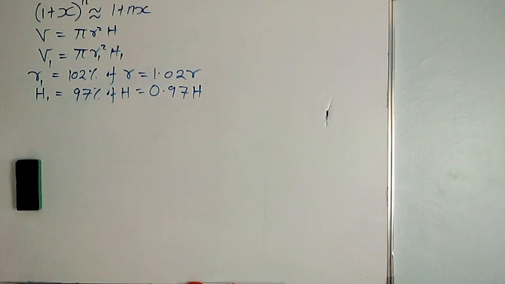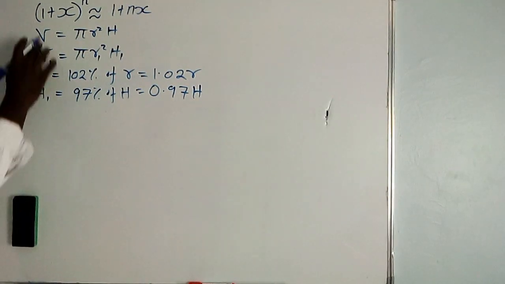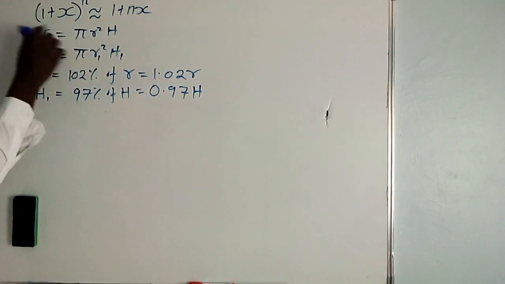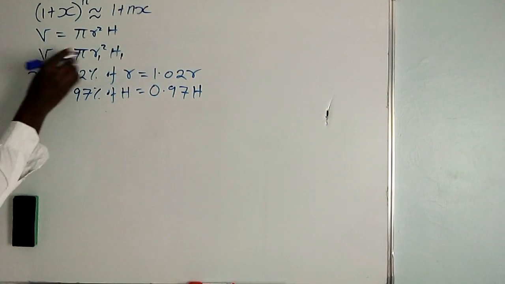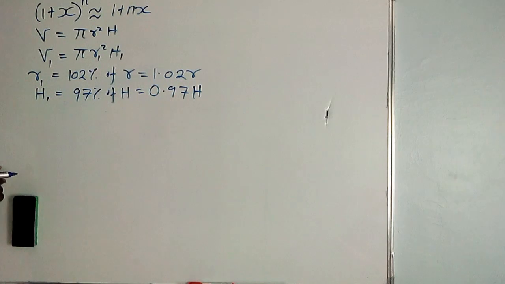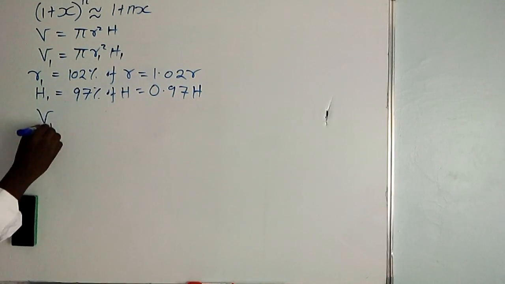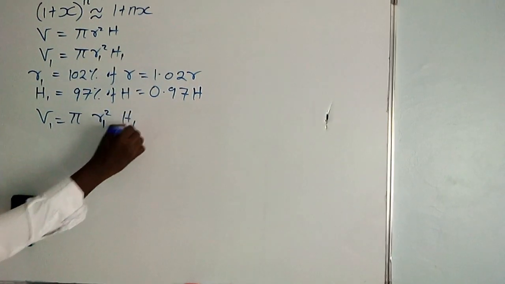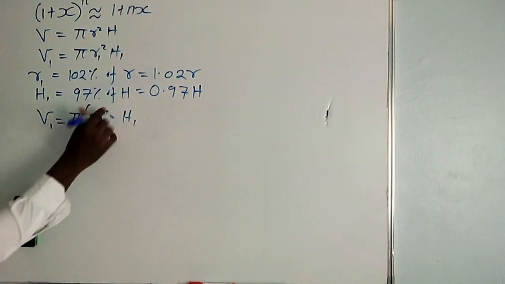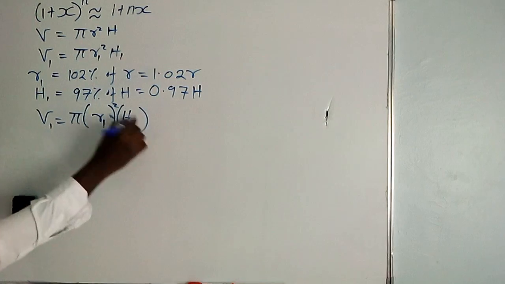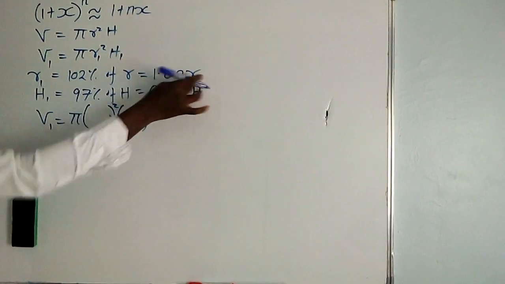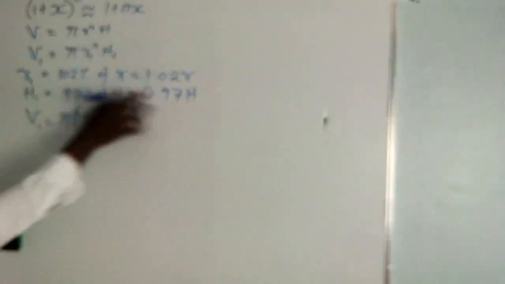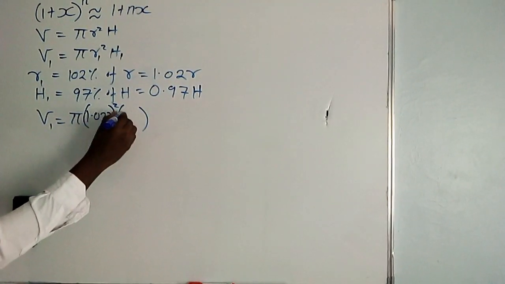So what is the new volume? If the volume is pi r squared h, and this is V1, then this is R1 and H1. Are you seeing that? Meaning the new volume is equal to pi, new radius squared, times new height. Are we together? Then you substitute. So this is pi, then R1 squared. What is R1? R1 is 1.02 r, squared. Then what is H1? H1 is 0.97 h.